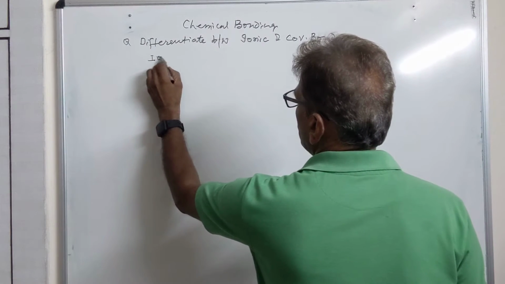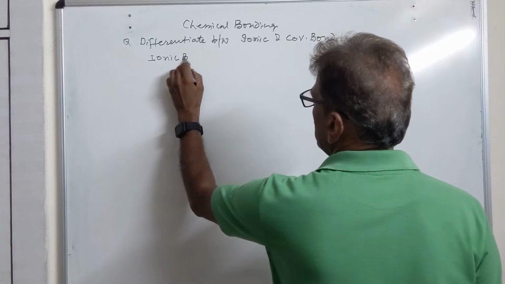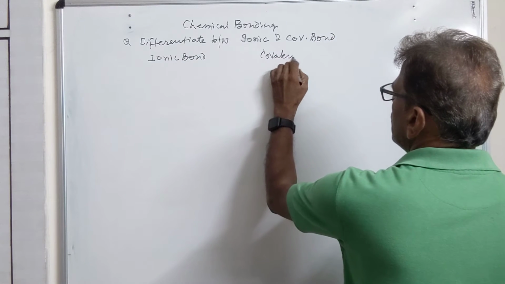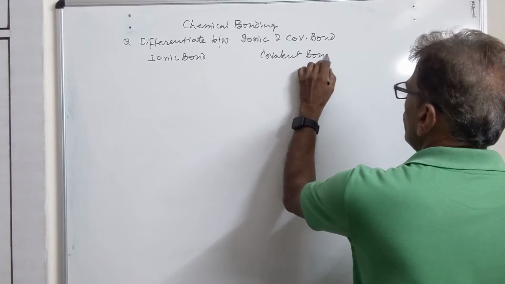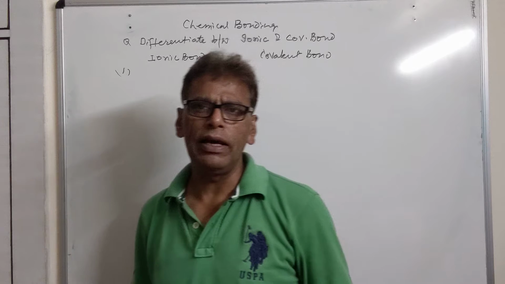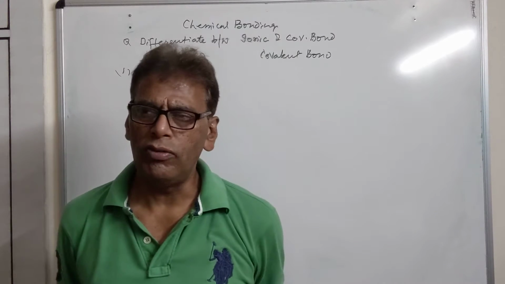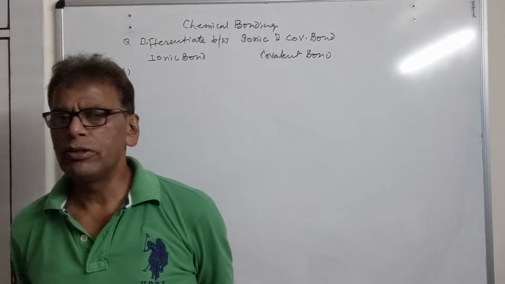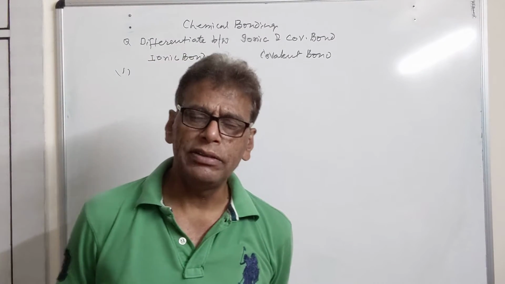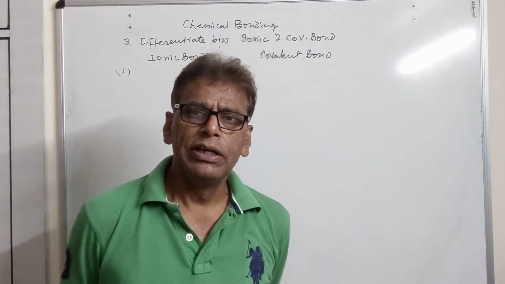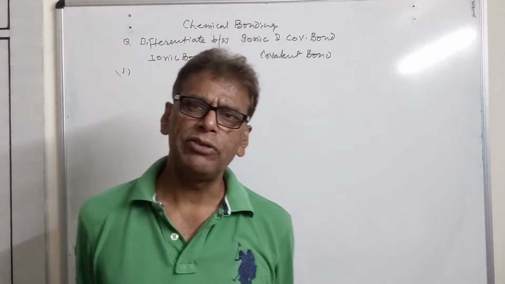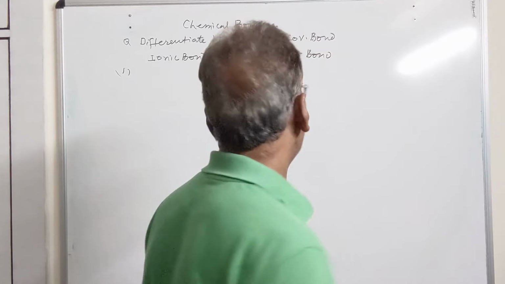So first of all, first point of difference is their definitions. We know ionic bond is formed by transference of electron from the valence shell of one atom to the valence shell of another atom. The atom which loses electron acquires positive charge, while the atom which gains electron acquires negative charge. Due to opposite charges, these ions are held together by electrostatic force of attraction. So that is ionic bond.